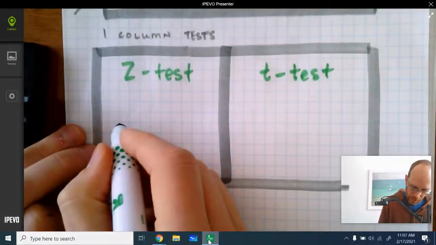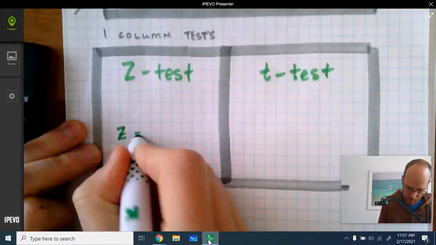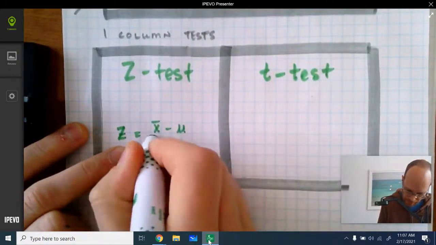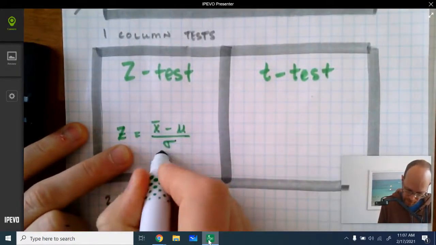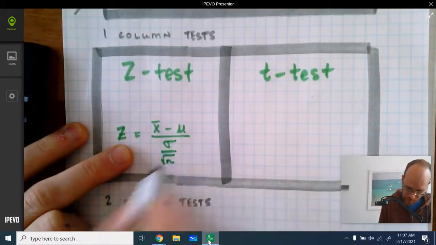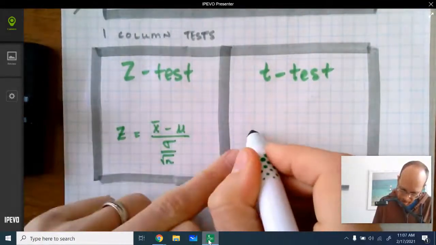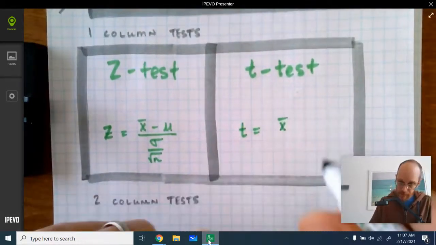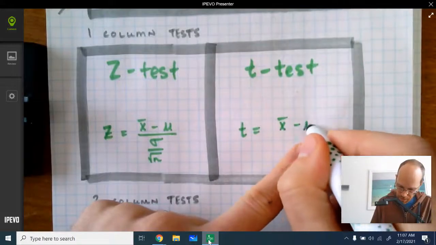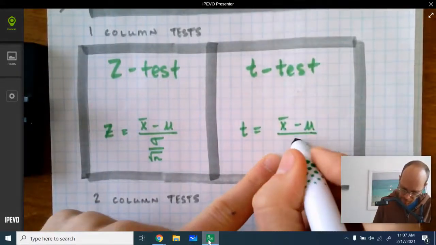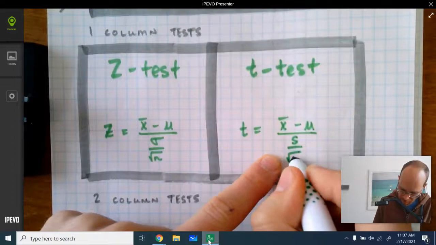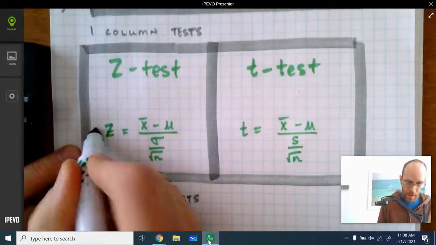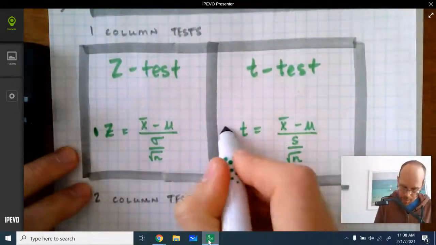The z-test is going to look a little something like this. I'm going to give you a formula. Take the sample mean, subtract the hypothesized mean, and divide it by the population's standard deviation divided by the square root of n. And the t-test is going to look very similar. Same numerator. Take the sample mean, subtract the hypothesized mean, divide it by the sample standard deviation divided by the square root of n. So how do you distinguish whether you should be using this test or this test?